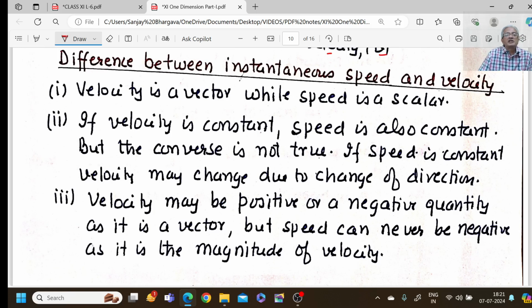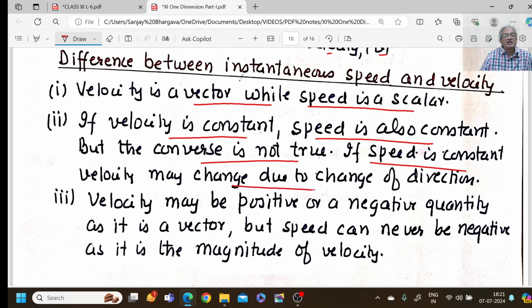Difference between instantaneous speed and velocity. Velocity is a vector while speed is a scalar. If velocity is constant, speed is also constant. But the converse is not true. If the speed is constant, velocity may change due to change of direction. So if velocity is constant, that means specific direction, then speed would also be constant. But the converse is not true.